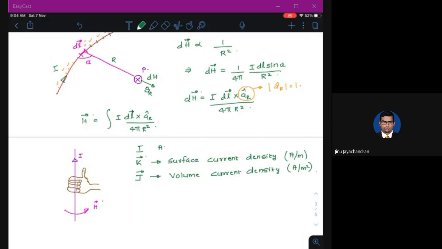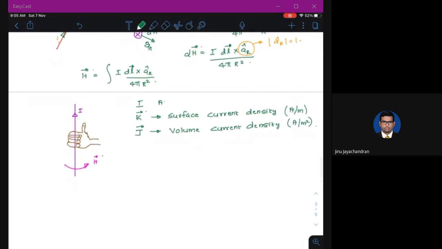Note that the surface current density is amp per meter, not amp per meter square. So if you multiply the surface current density with the differential length element and integrate it, you will get the total current. Similarly, if you multiply the volume current density with the surface area, not the volume, and integrate it, you will get the total current. So these are the different current densities available in magnetostatics.